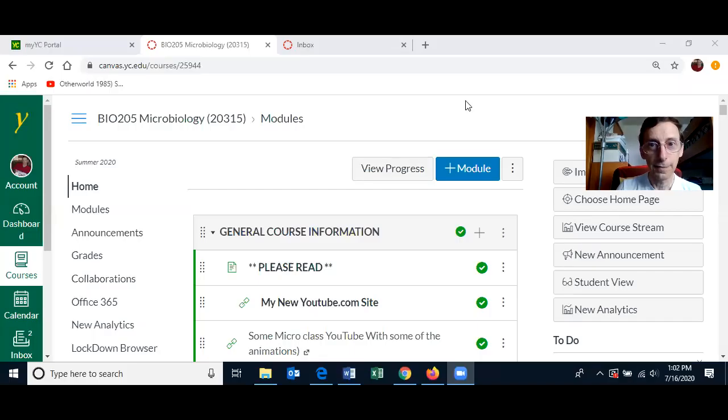Forward, screen share. I don't think I got that right. There we go.